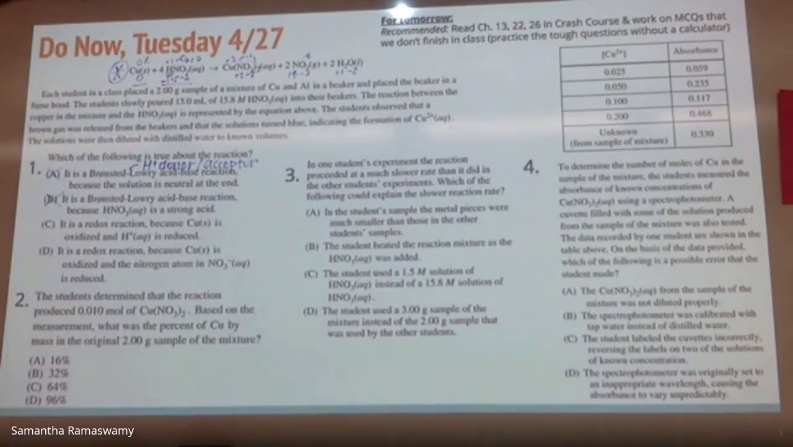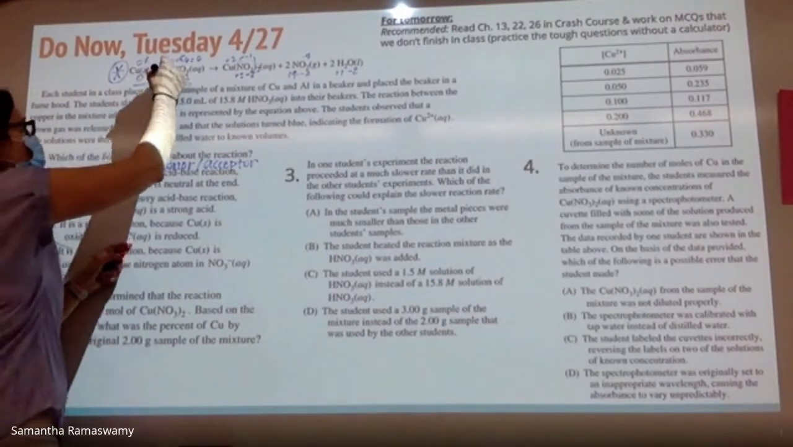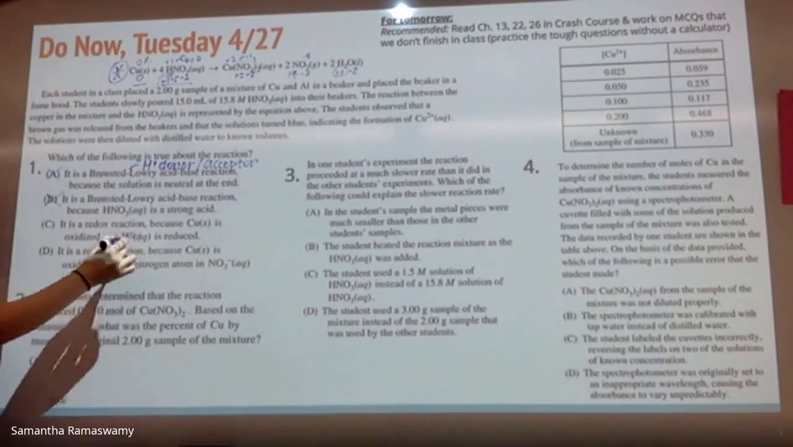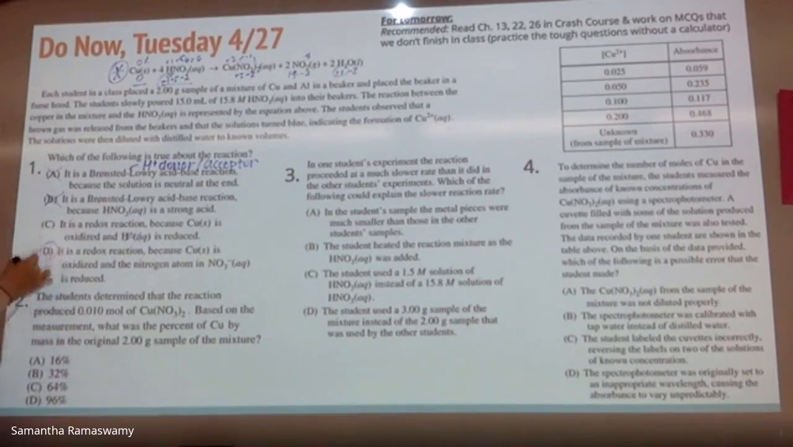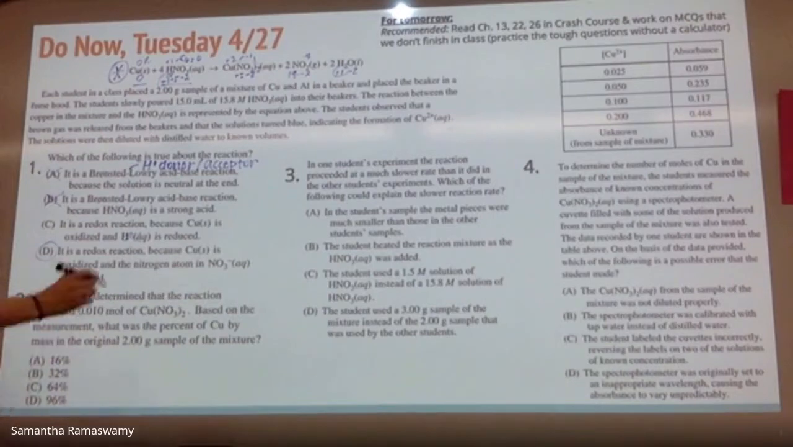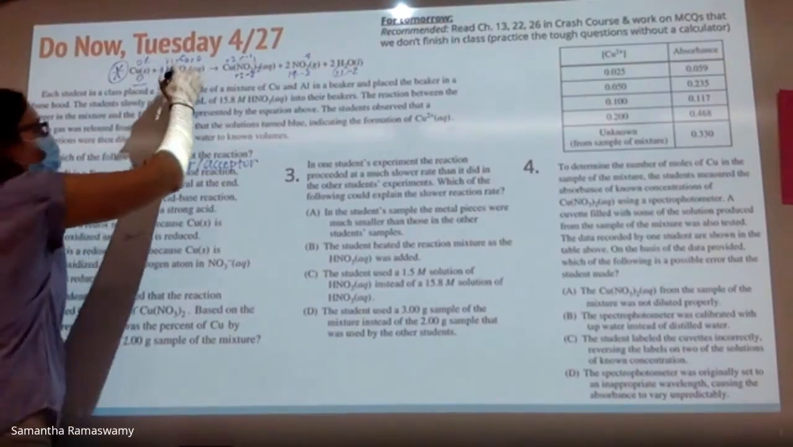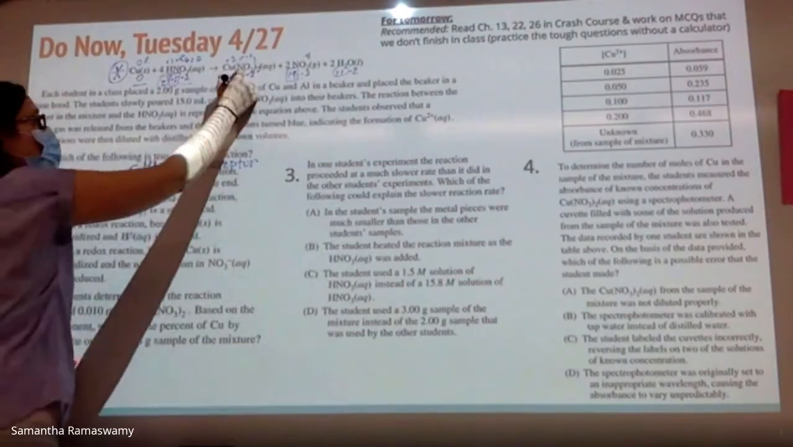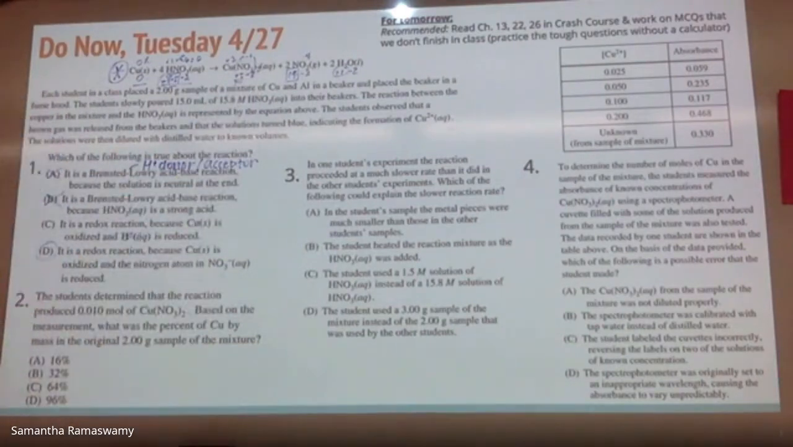And so now you can look at C and D. C says that H+ is reduced, but H is +1 on both sides. So H isn't reduced, which means D must be our answer. It says the nitrogen atom in NO3- is reduced. Nitrogen goes from +5 to +4. Now this nitrogen stays +5, that's fine. But the other nitrogen is reduced from +5 to +4.